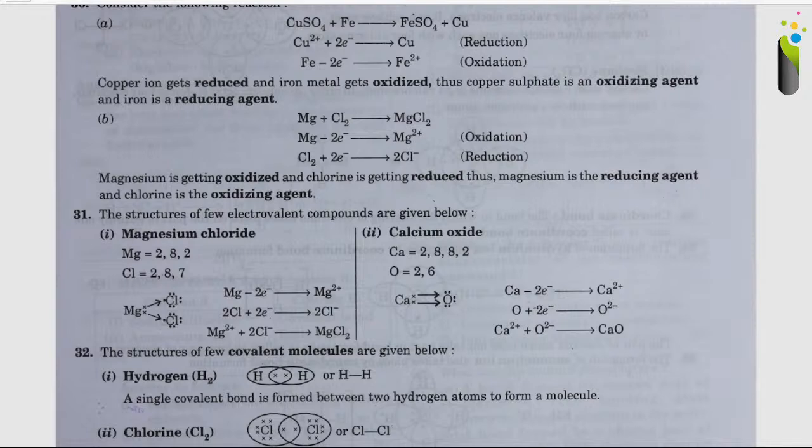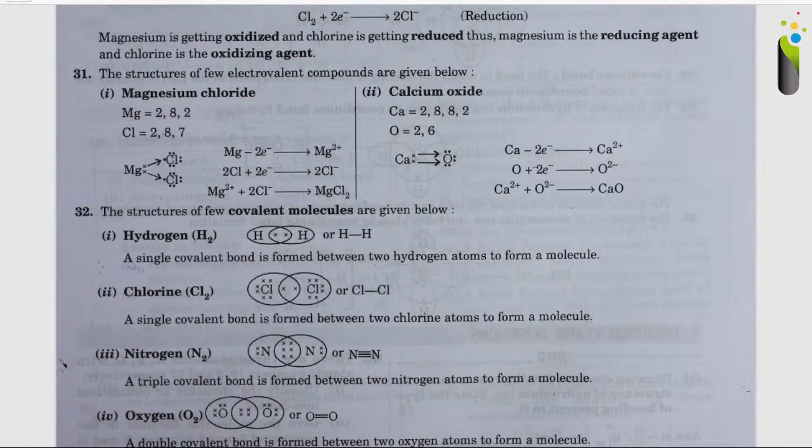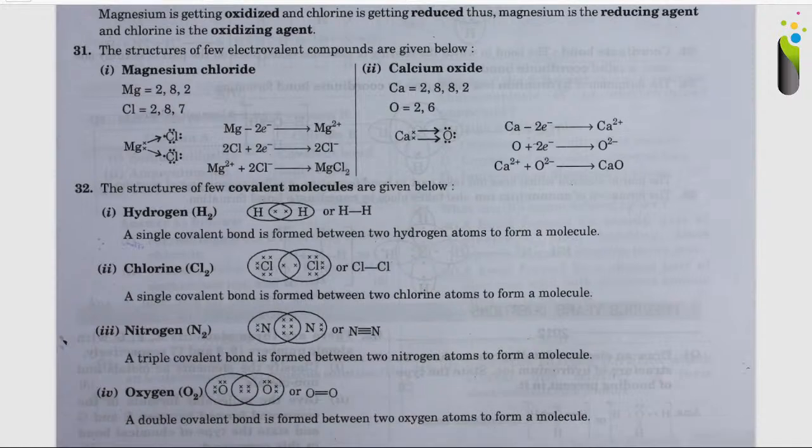Now, coming to the next, the structures of a few electrovalent compounds are given. You can have a close look on the screen. You have magnesium chloride and calcium oxide as examples. The magnesium chloride has magnesium and chlorine, wherein magnesium has the electronic configuration of 2,8,2 and chlorine has the electronic configuration of 2,8,7. So magnesium loses 2 electrons and becomes Mg2+. Chlorine accepts electrons and becomes Cl-. So Mg2+ and 2Cl- give you MgCl2.